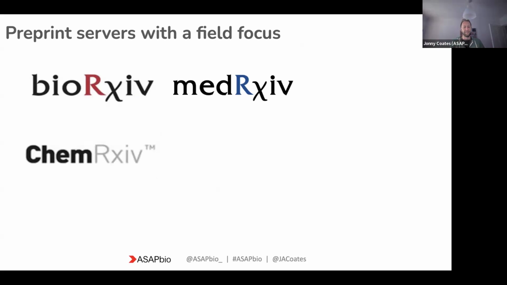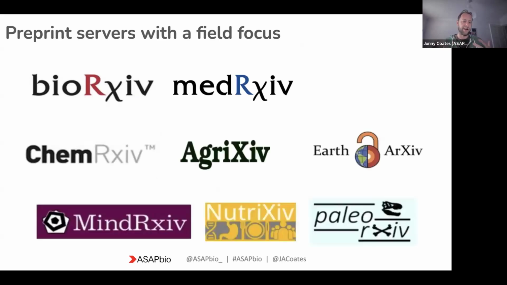ChemRxiv is obviously heavily focused on chemistry. They don't really allow you to post things that are not chemistry-related preprints. You've got EarthArxiv, you've got AgriArchive, MindArchive, NutriArchive, PaleoArchive. You've got a whole bunch of these. And so you can see that if you do work that is very, very specific and you want to hit your particular field, that influences which preprint server you will choose.